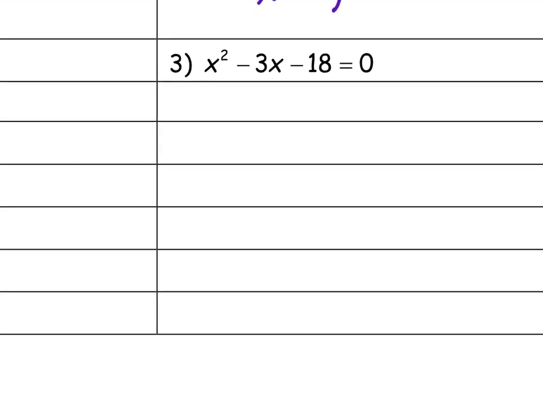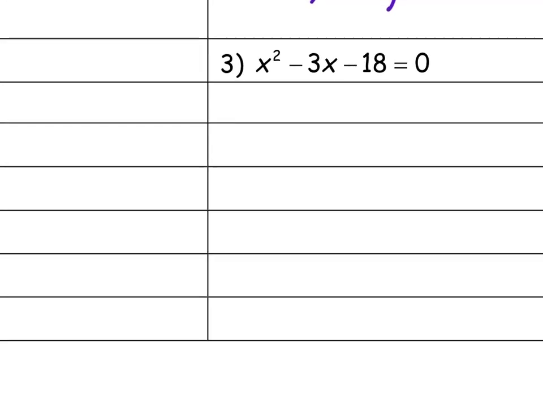So let me make myself some room over here. So I need 2 numbers that are gonna multiply to be negative 18 and add to be negative 3. So what multiplies to be negative 18? 2 and 9. I don't think 2 and 9 work. 3, does 3 go into 18? 3 and 6, I think that'll work.